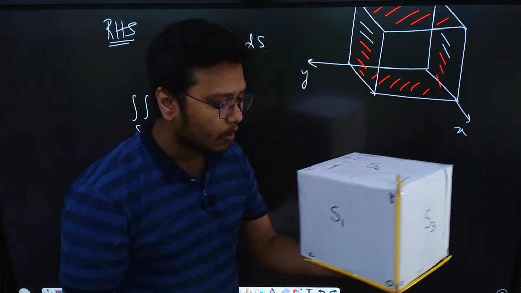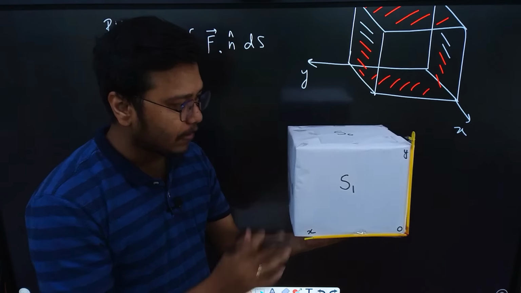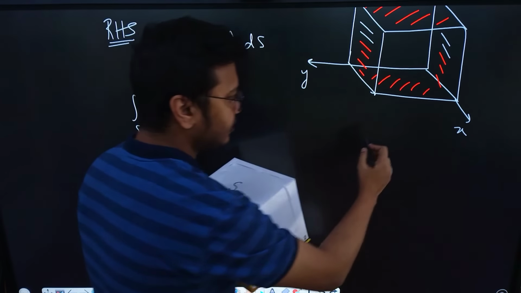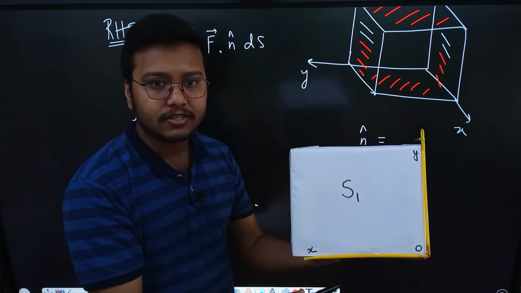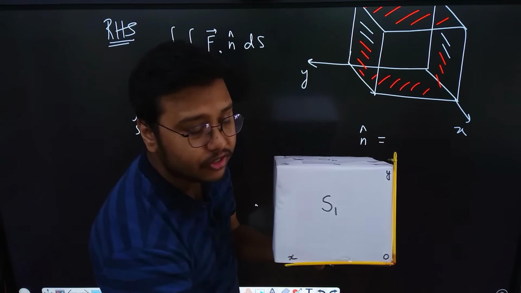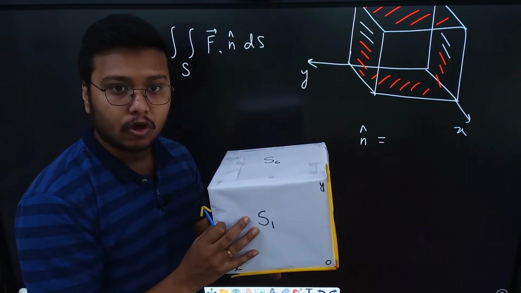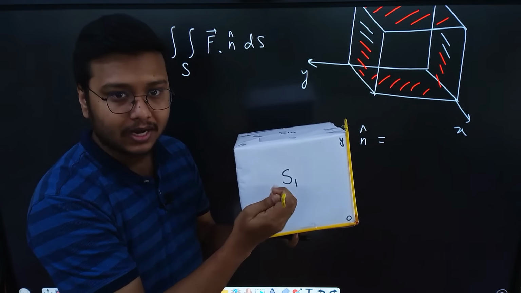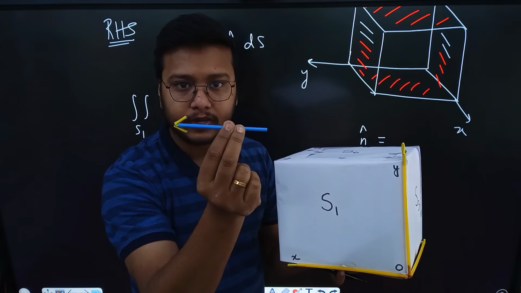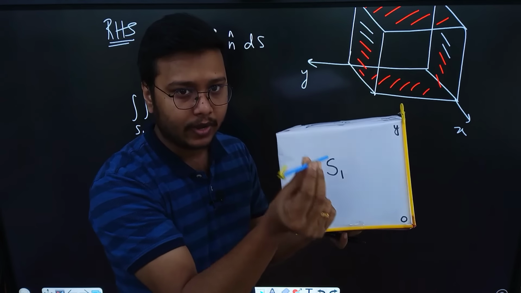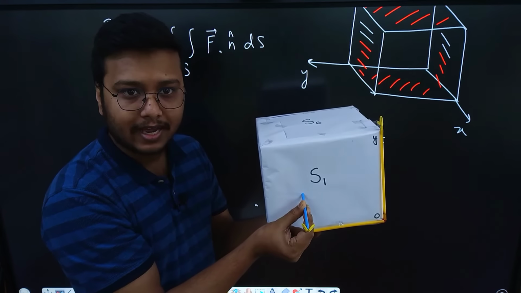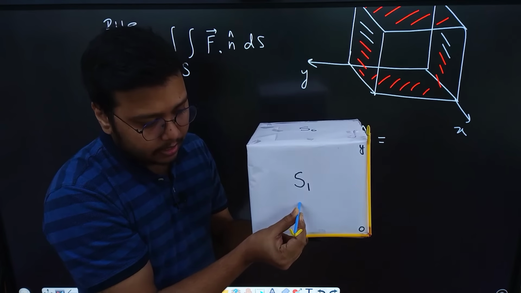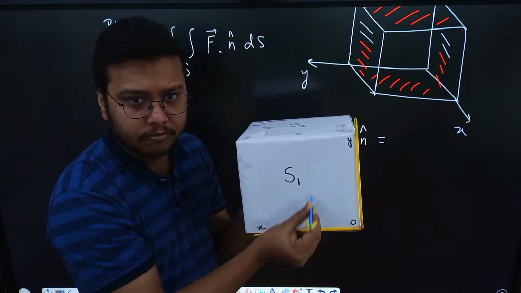Now, what's the n cap value? Finding the n cap is the essential part. The n cap is the unit normal, which is the outward drawn unit normal from the surface. That means if this is S1, I take an arrowhead and put it perpendicular to that surface. If I move it anywhere on the surface, it does not matter.